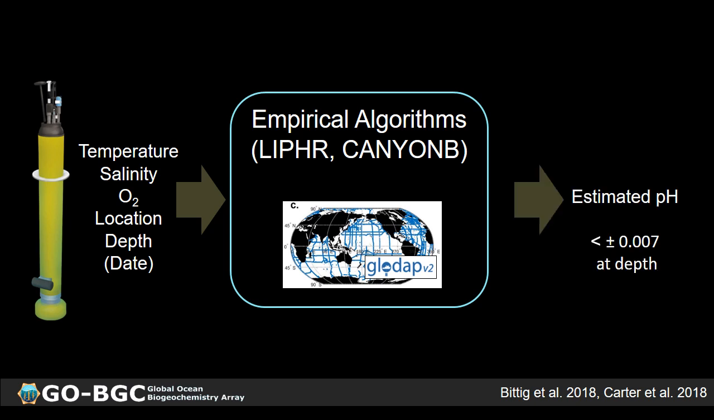And the output of the algorithm is an estimated pH, with an accuracy of better than about 0.007 at depths below 1,000 meters. And this is fantastic because now we have a way of creating an accurate estimate of pH below 1,000 meters, and so we can use that as a reference to assess and correct for sensor drift.